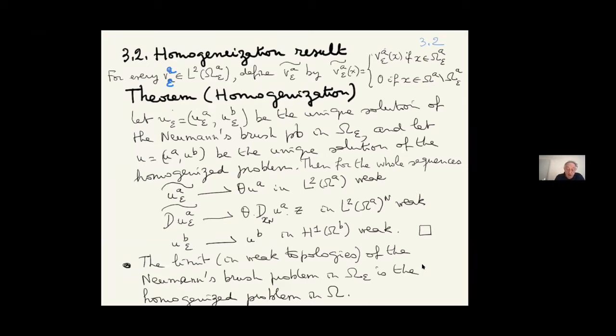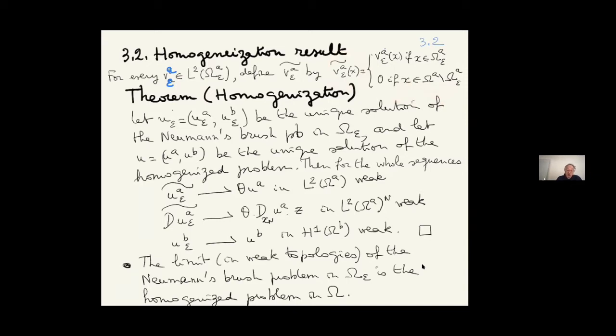Okay, when I have a function v_A^ε, which is defined in Ω_A^ε, I define a function ṽ_A^ε by ṽ_A^ε equals v_A^ε in Ω_A^ε and 0 in Ω_A minus Ω_A^ε. So this is the extension by 0 of a function defined in Ω_A^ε to Ω_A. And if the function v_A^ε belongs to L2 of Ω_A^ε, then ṽ_A^ε belongs to L2 of Ω_A.